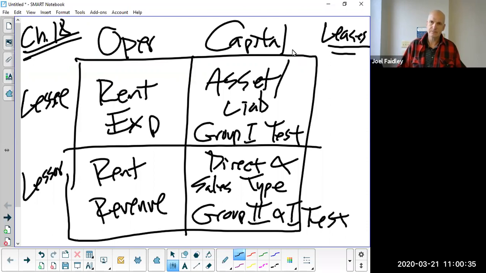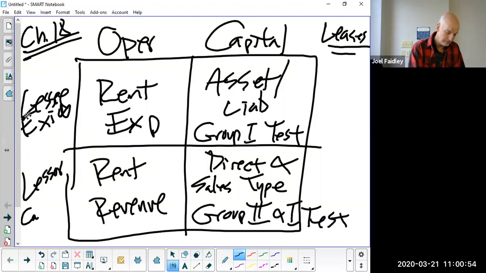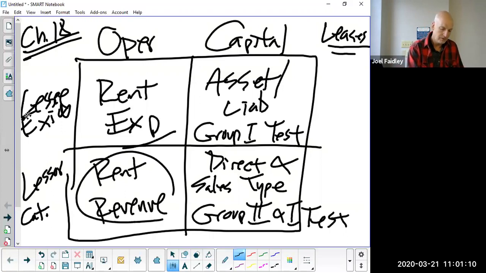If you want to look at this chapter in a nutshell, this little chart here shows what happens with leases, lessee, lessor. Lessee being like an Exide, this being like a Caterpillar. If it's an operating lease, meaning any of those four, if all four of those questions are a no, it's rent expense, rent revenue. If all the questions are no on those four.